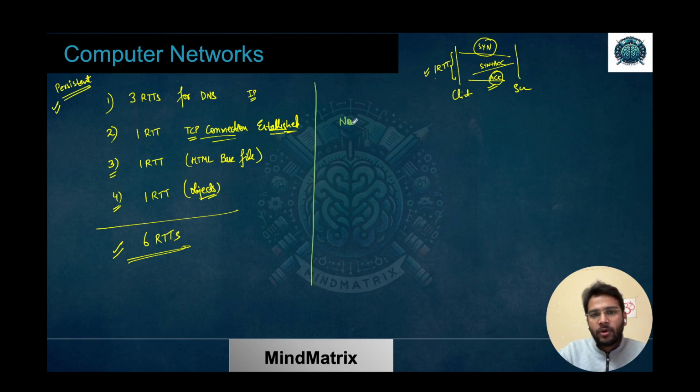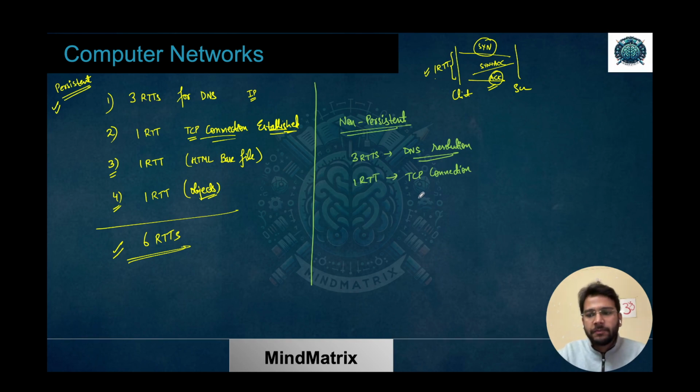In case of non-persistent, see, 3 RTTs definitely you need for DNS resolution, because you need the IP address, right? And you have a 3-tier DNS hierarchy, so 3 RTTs are required definitely for that. Again, you need to establish the TCP connection also. That is also the same, nothing different. TCP connection establishment, 1 RTT will be required.